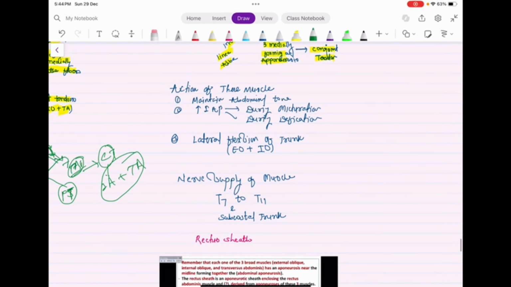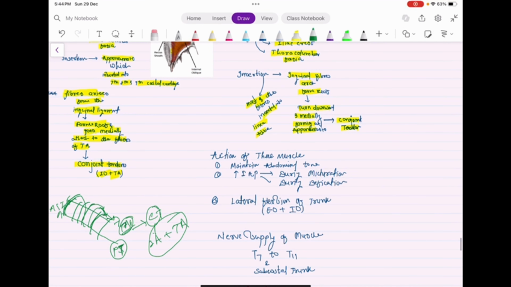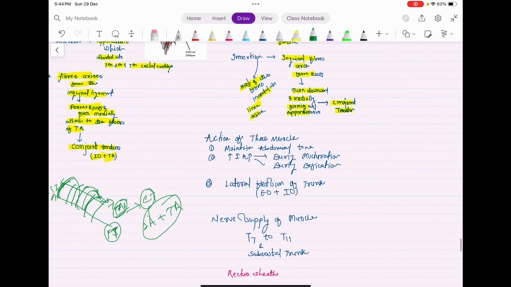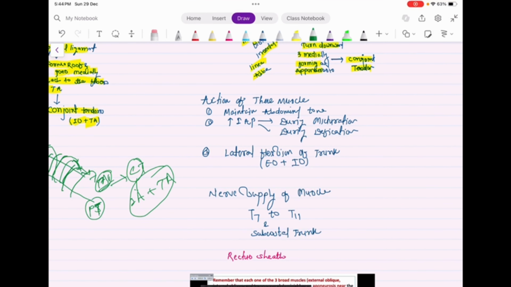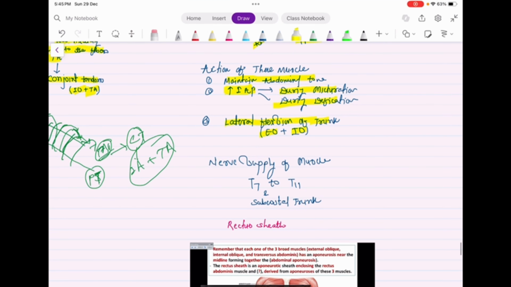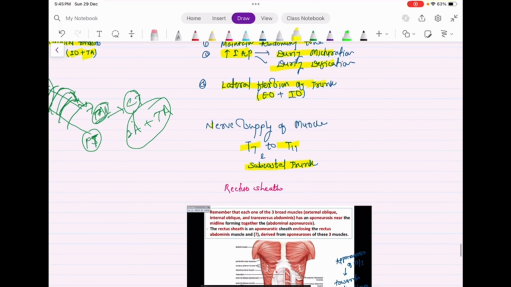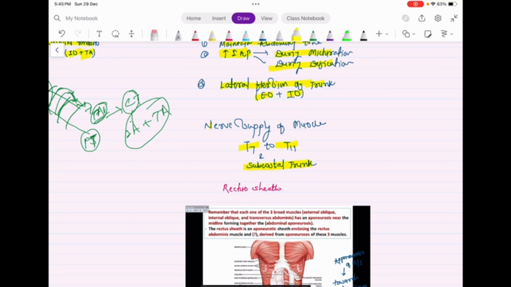Okay, now what are the actions of these three muscles: internal oblique, external oblique, and transverse abdominis? The actions of these muscles are that they maintain abdominal tone. They increase the intra-abdominal pressure during micturition and defecation. Then lateral flexion of the trunk by external oblique and internal oblique. The nerve supply of these muscles is T7 to T11 and the subcostal nerve.